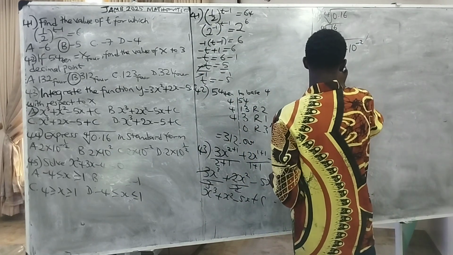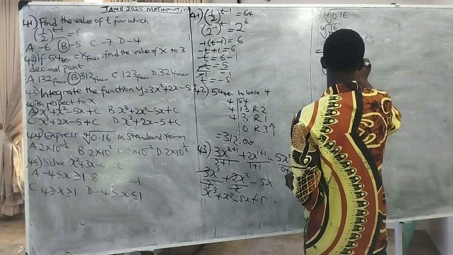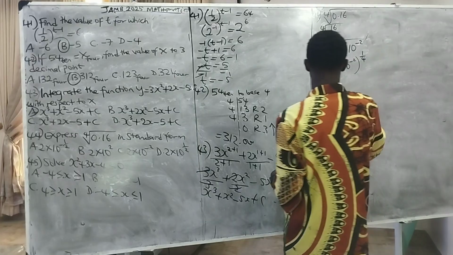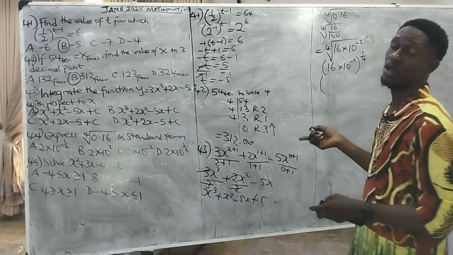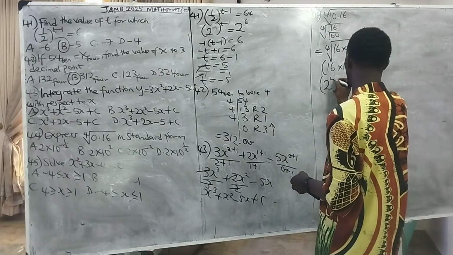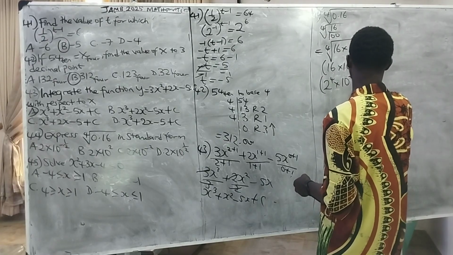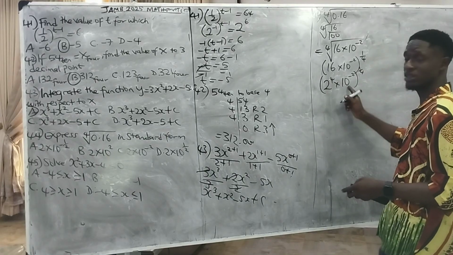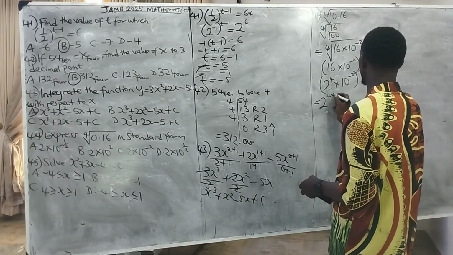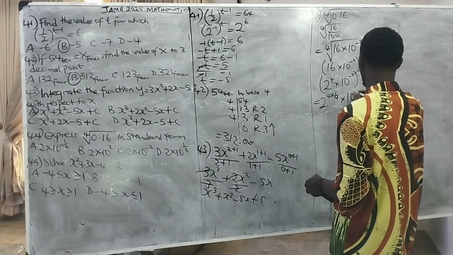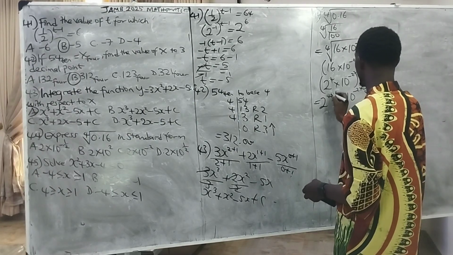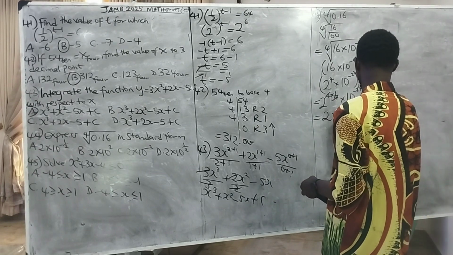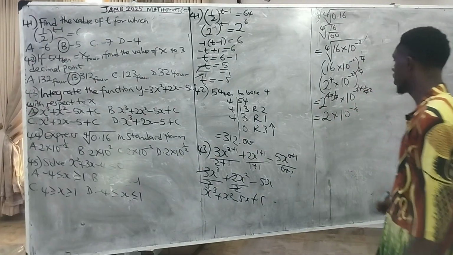So this thing means 16 times 10 raised to the power of minus 2, all raised to the power of 1 over 4, because of this fourth root. And 16 in index form is 2 raised to the power of 4, times 10 raised to the power of minus 2, all raised to the power of 1 over 4. This 1 over 4 is affecting both 2 and 10. So we have 2 raised to the power of 4 times 1 over 4, times 10 raised to the power of minus 2 times 1 over 4. This and this will cancel, so we are left with 2 times 10 raised to the power of minus 1 over 2.